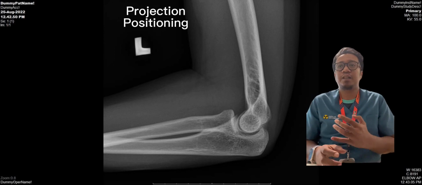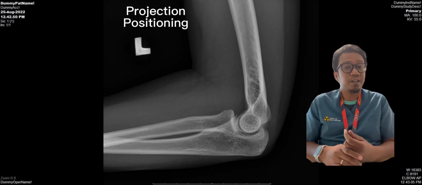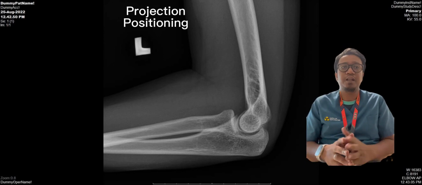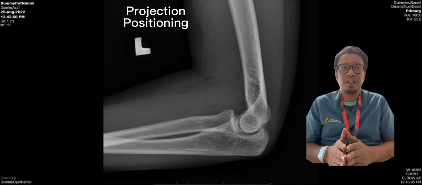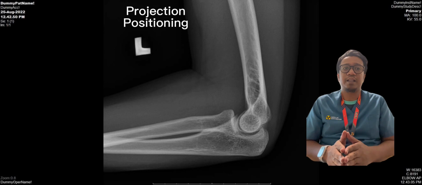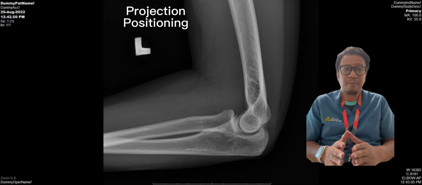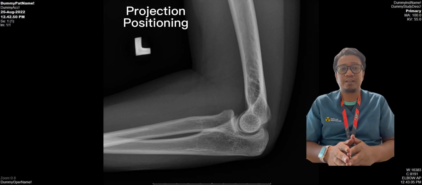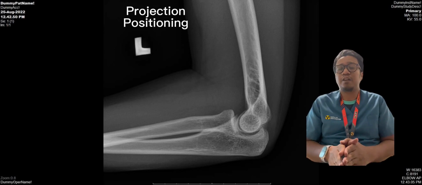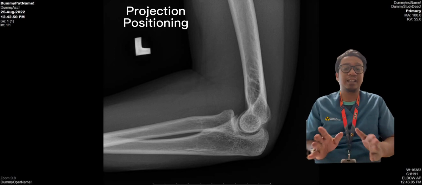So from the radiograph, the position is incorrect. It is not in true lateral positioning. This is because the radial head is not superimposed with the coronoid process. And we also can see the radial head positioning is anterior to the coronoid process. And from the radiograph, we also can see the radial tuberosity is not demonstrated clearly.